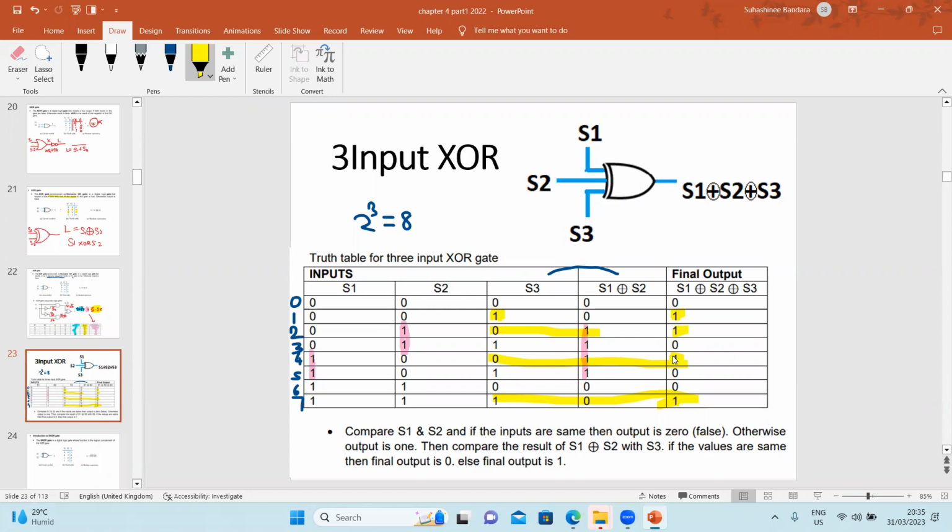So compare S1 and S2: if the inputs are the same, then the output will be 0. Otherwise, the output will be 1. Compare that result of S1, S2 with S3. If the values are the same, the final output will be 0. Else, the final output will be 1. Shall we copy the diagram and the truth table? Quickly try this one.